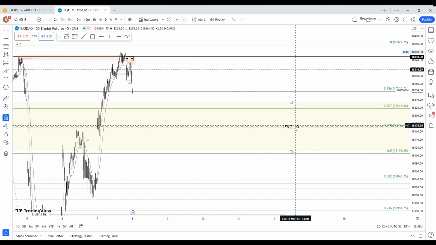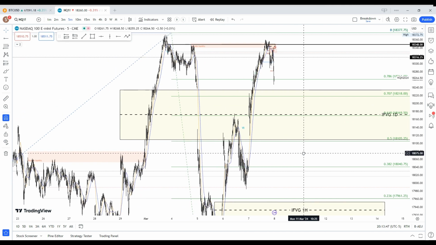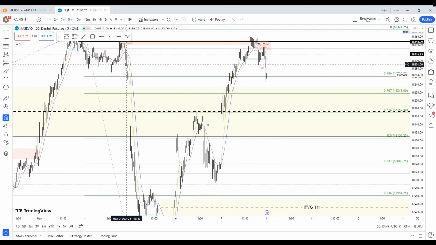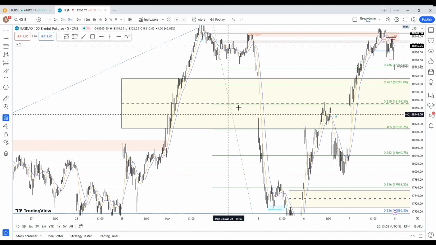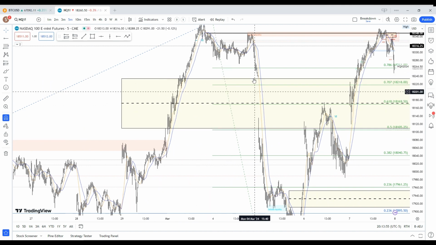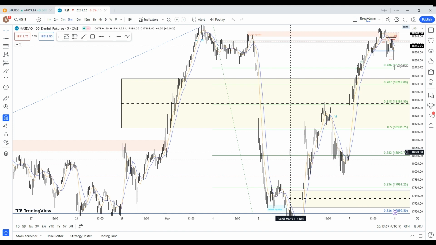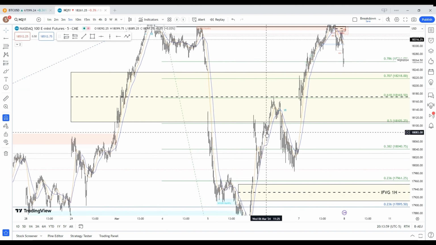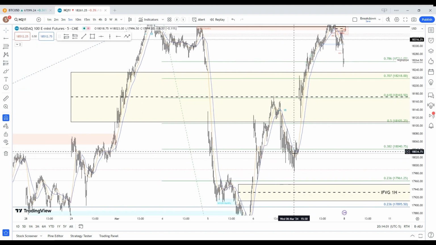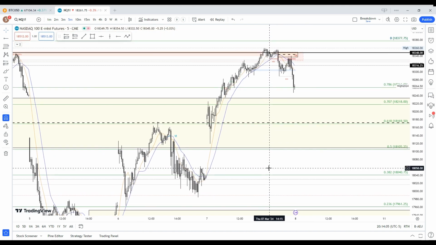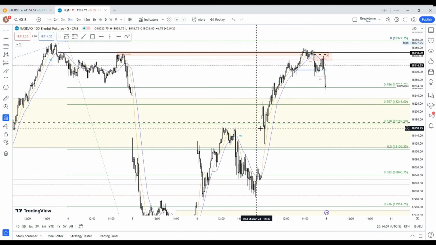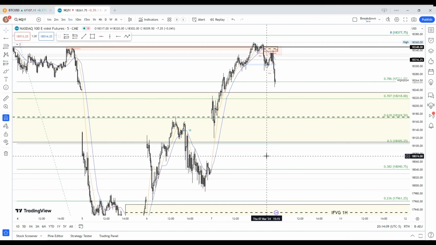A daily inverse fair value gap, right? We gapped down lower on this day. So this was actually a bullish fair value gap, right? We gapped down below it and inversed it. It came up and respected the 50 before coming right back down, right? That was the previous day video. And now we're back above it again. So we actually inversed it again.